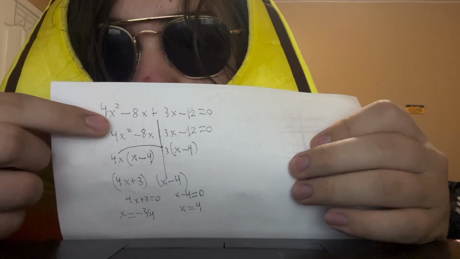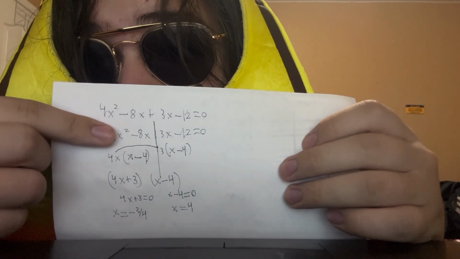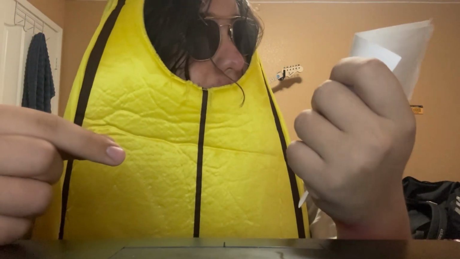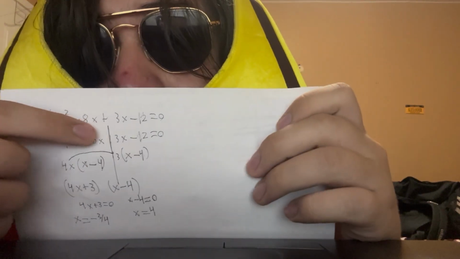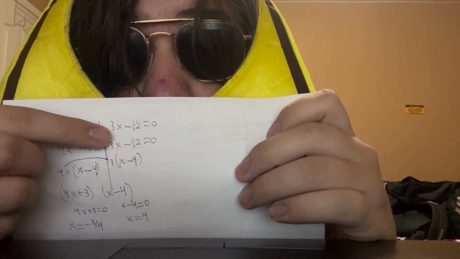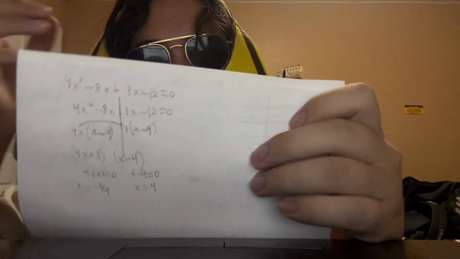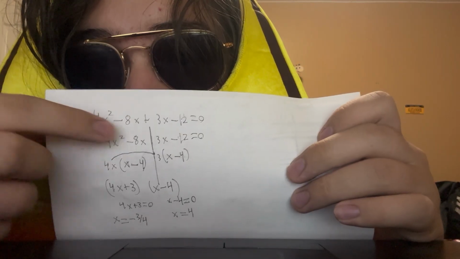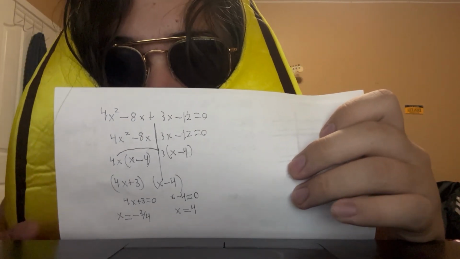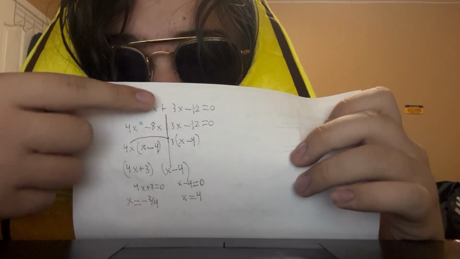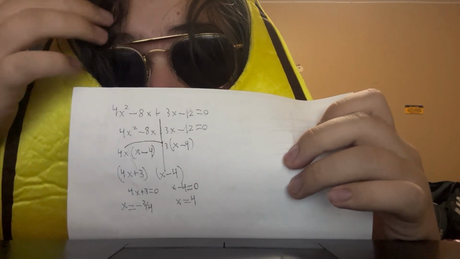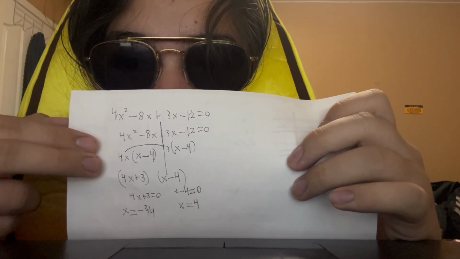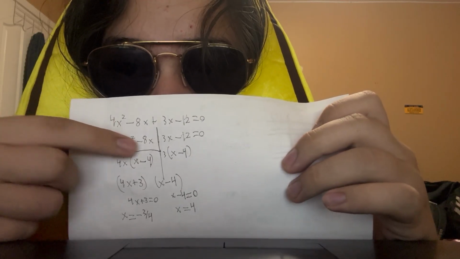4x squared plus 8x minus 8x. Sorry, I can't read my own handwriting. Plus 3x minus 12. What could you possibly do here? Well, notice you have multiple x values, and different ones of these. This is not simple at all. The best way to do this is to separate this into two different equations. Then after you separate it into two different equations, the best thing you can do is find the greatest common factor for each. So you go here, what's the greatest common factor?